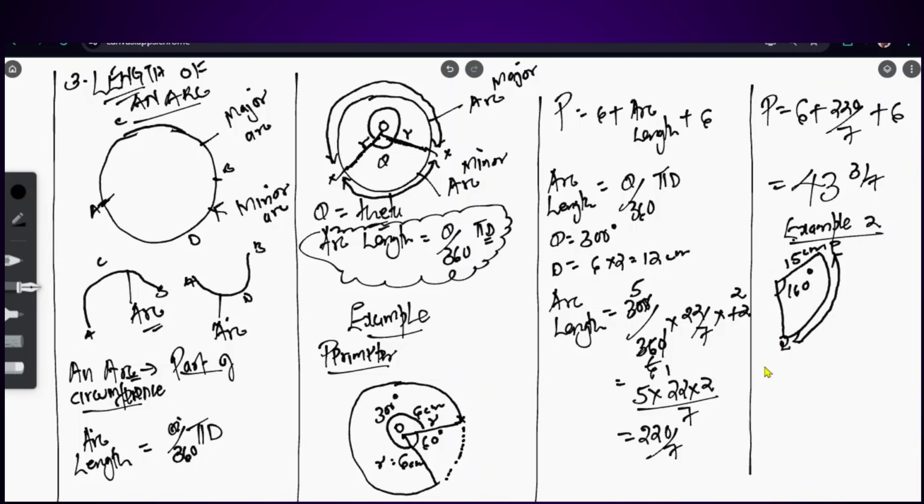So I'll come and say that arc length, or length of an arc, is the same as the angle at the center, then you multiply by pi d. Then I ask myself, what is the angle at the center? If you look at this, the angle is 160. Then I divide by 360. Then I multiply by pi. Pi is 22 over 7. Then what is the diameter? If radius is 15, then diameter you just multiply by 2 and you get your answer as 30. Then now you work it out.